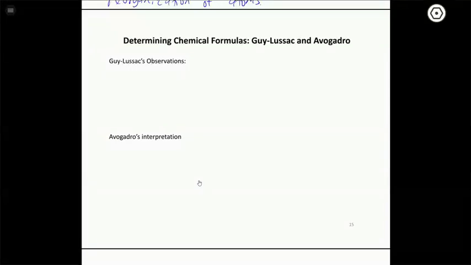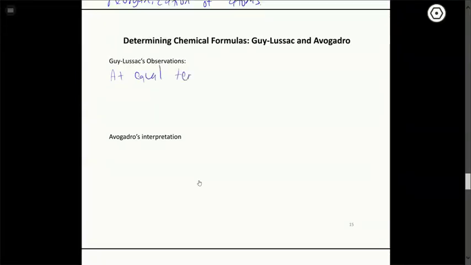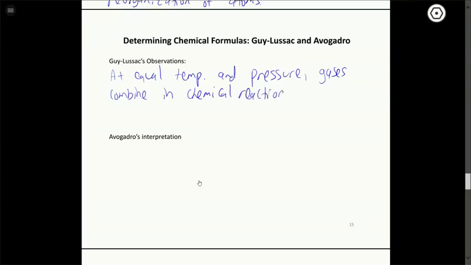All right, so Gay-Lussac made the following observation. If you have two gases at equal temperature and pressure, we will talk a lot more detail about these things later on, so we just need the really basic level details for now. At equal temperatures and pressures, gases combine in chemical reactions in fixed whole number ratios. All right, so again, this is a macroscopic observation, something that he made on large samples of gases.